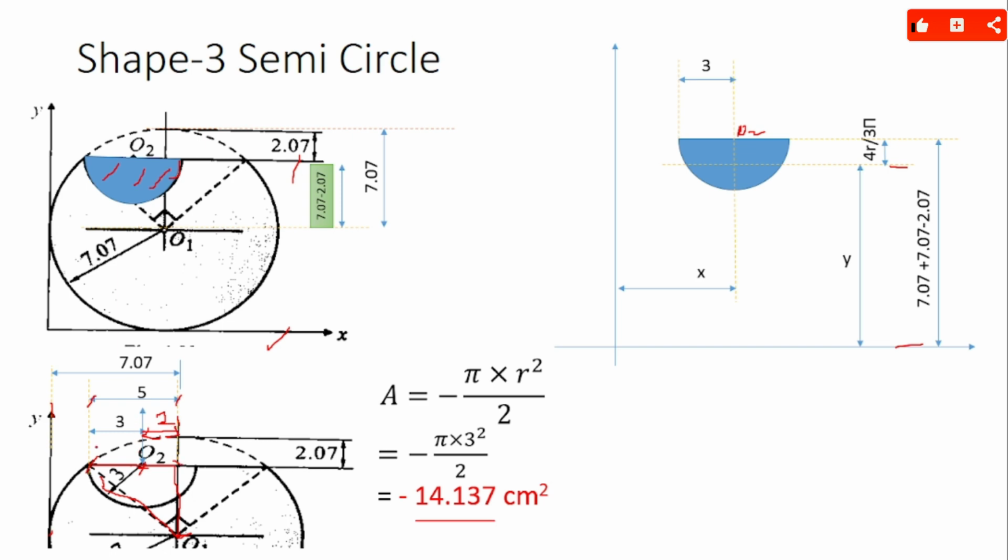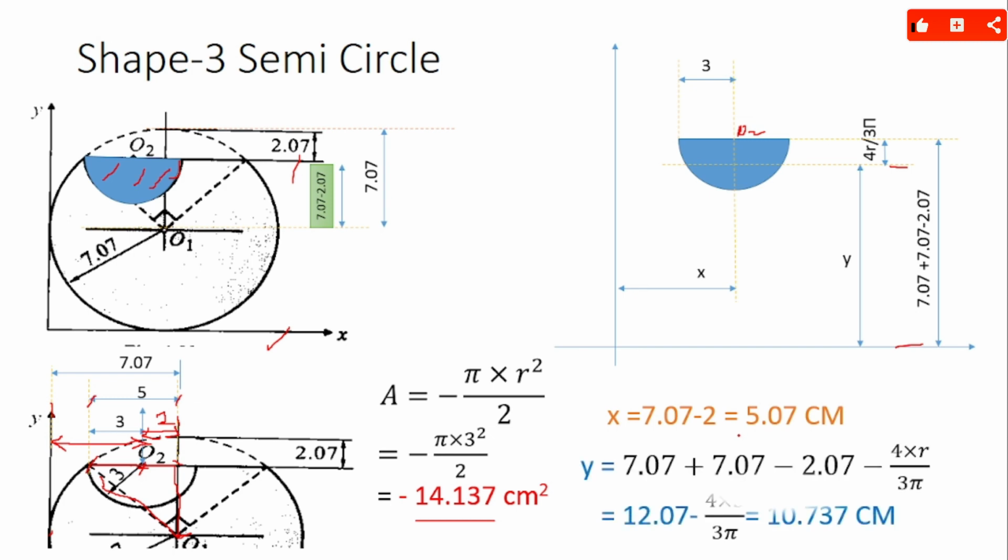We require the distance from the y axis to the center of the semicircle. So we can simply subtract 2 from 7.07 to get this distance. In this way we can calculate the value of x bar as total distance minus 2 centimeter. So we will get the value of x bar equal to 5.07 centimeter, and y bar is equal to 7.07 plus 7.07 minus 2.07 minus 4r by 3 pi. In this way we can calculate y bar is equal to 10.737.